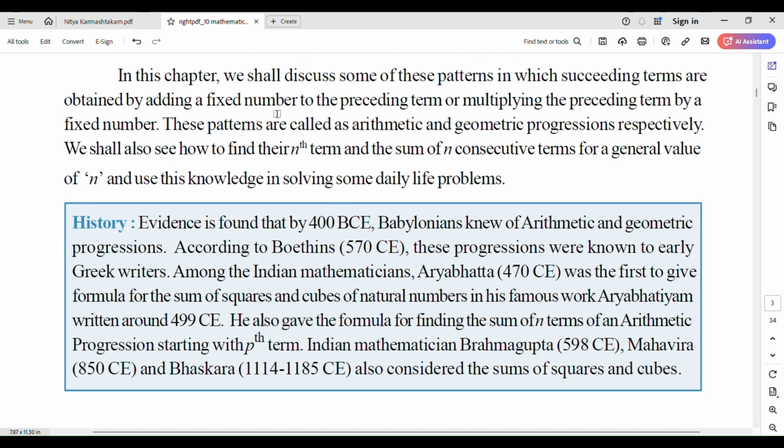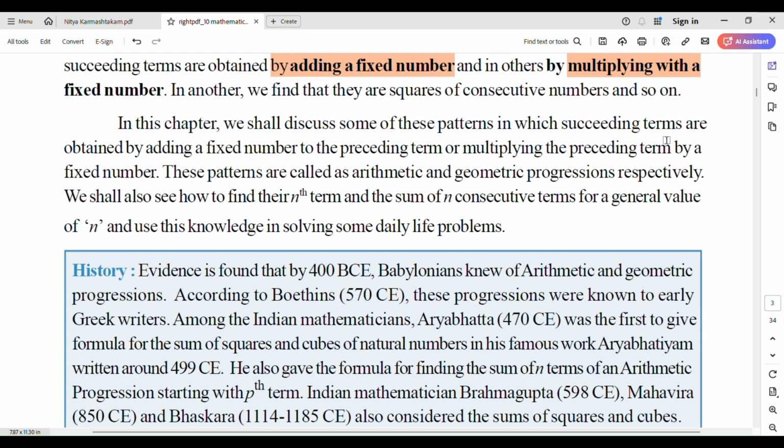In this chapter we will discuss some of the patterns in which succeeding terms are obtained by adding a fixed number to the preceding term or multiplying. In these progressions we will learn mainly two progressions. One is a progression obtained by adding a fixed number, and another is a progression in which a number can be obtained by multiplying a fixed number with the previous term.